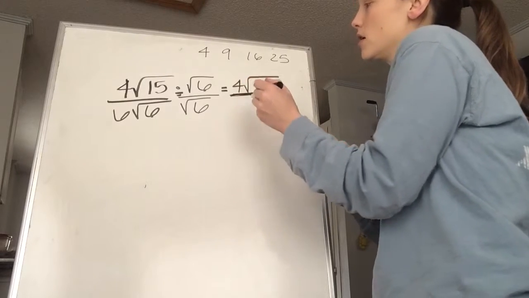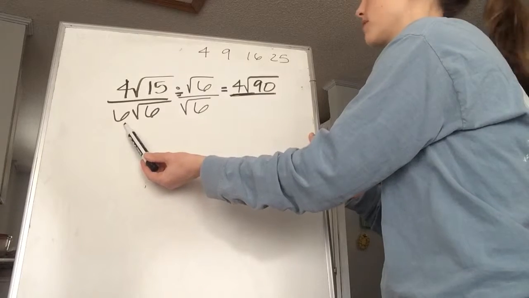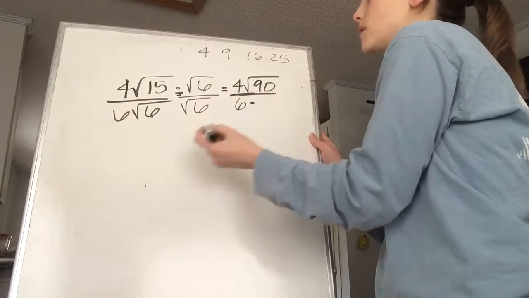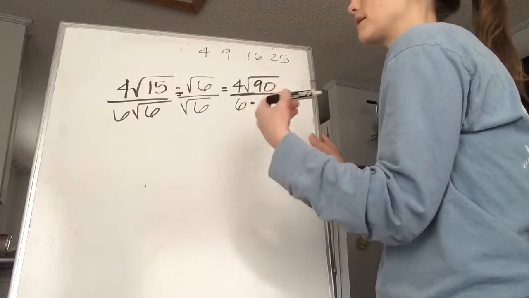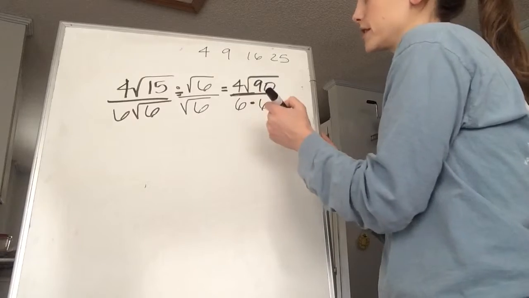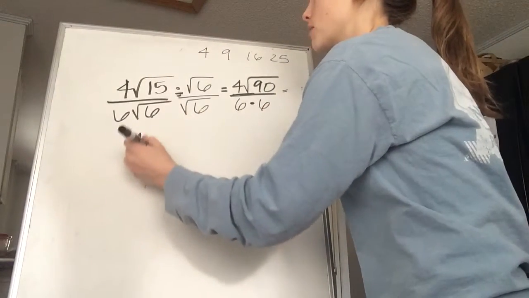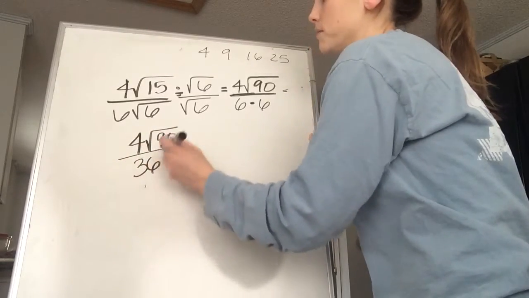Now in here, we cannot forget our coefficients. So that's a little different than our other problems we've had. So we still have our 6, but we have to multiply it by something else. We have the square root of 6 times square root of 6, which is square root of 36, which simplifies to 6. So we have another 6 there. So when we write that out, we have 4 square root of 90 all over 36.